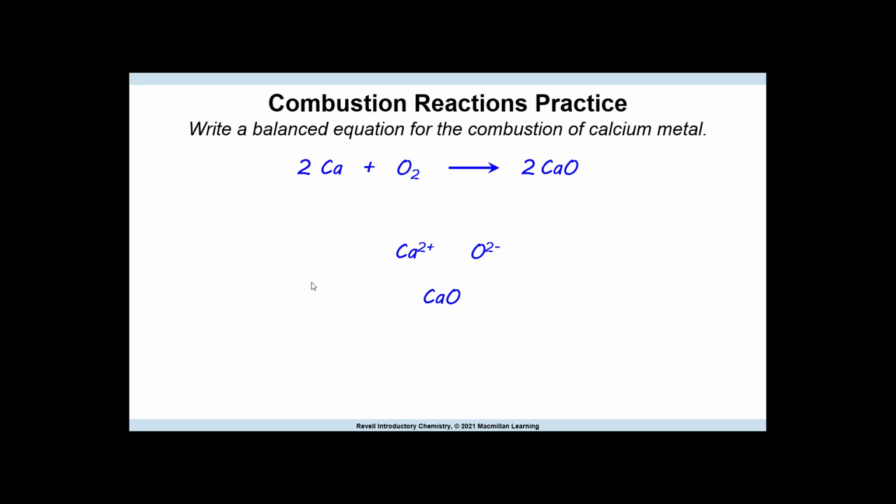Write a balanced reaction for the combustion of calcium metal. So basic combustion reactions, you can also follow the electrons. An oxidation reduction occurs. And how do I tell you how to do that? Look at the compound, put it in its ionic form, and you can see that calcium loses the 2 electrons and is taken by the oxygen.